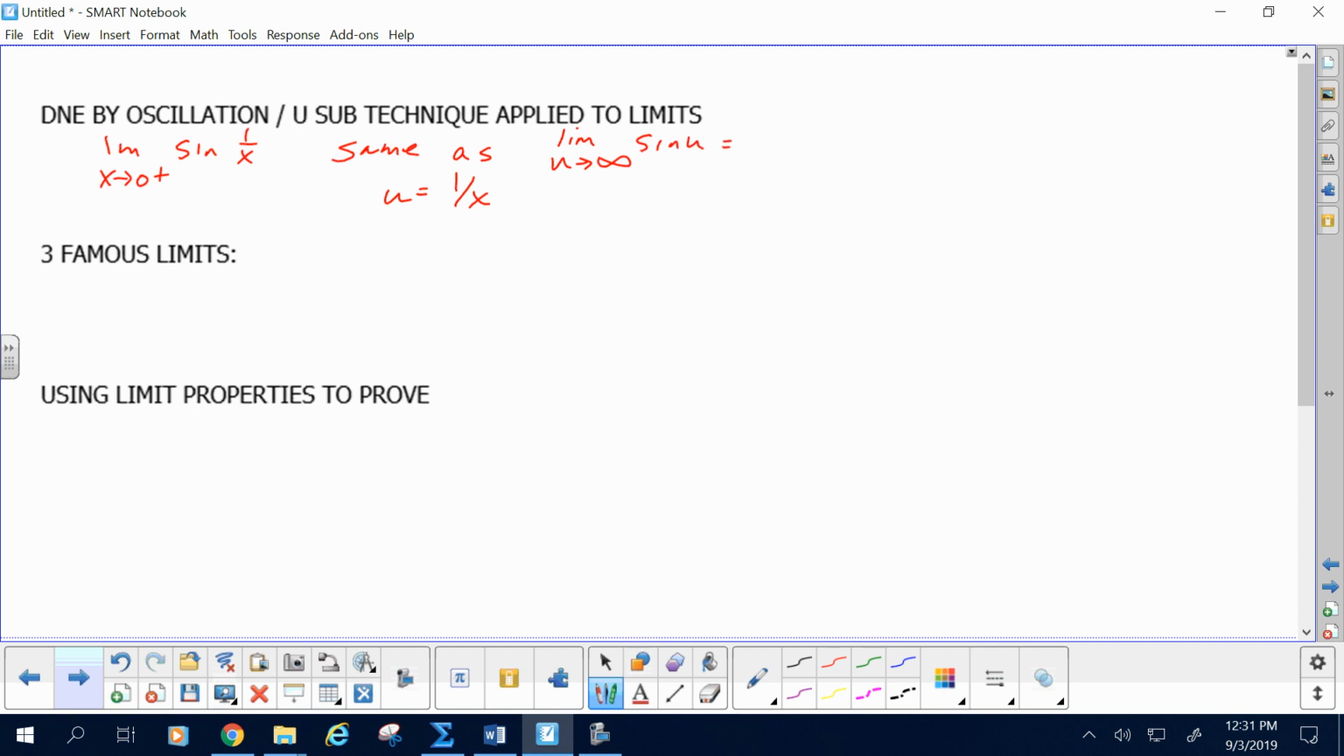Well, you could say then that that first question is the same as what's the limit as u goes to infinity of sine of u. What is the limit as u goes to infinity of sine of u? What single y value is approached? Or none of them. Does not exist. Now, there are two cases why a limit doesn't exist. One is because the left hand, right hand limits are different. But another case is by oscillation. I said, what y value does this graph approach? Well, it doesn't approach a y value. It bounces back and forth, oscillates between values. And so that would be DNE by oscillation.